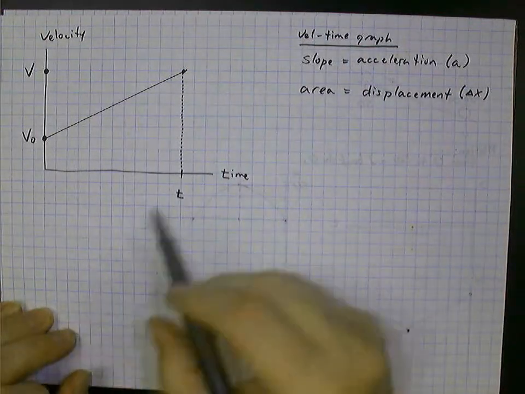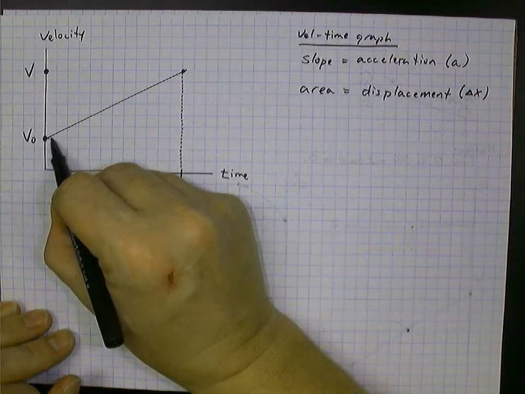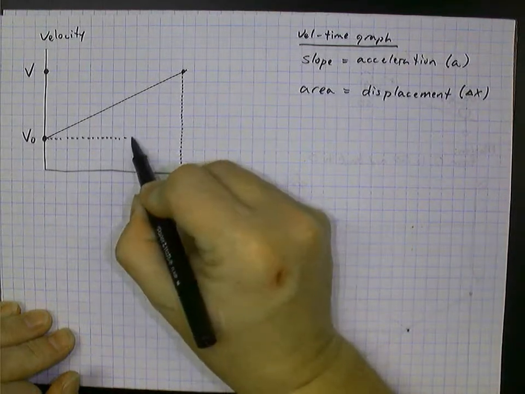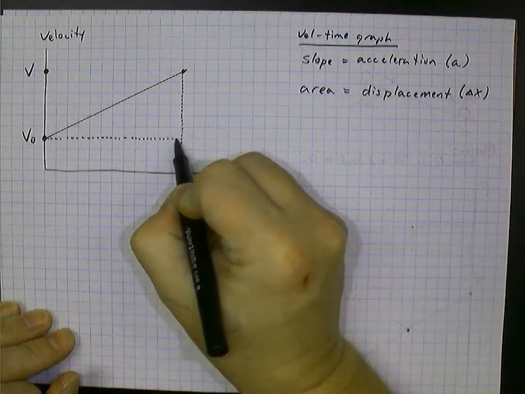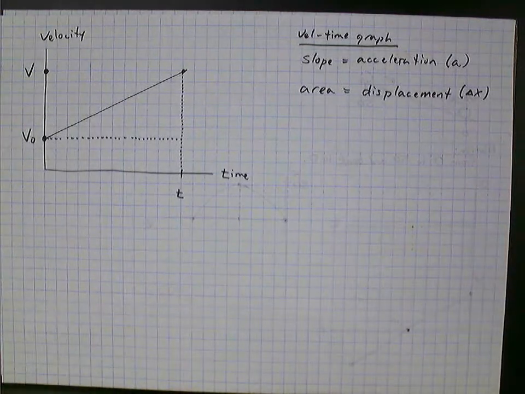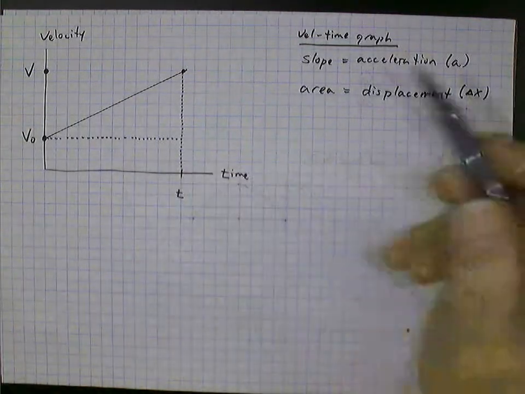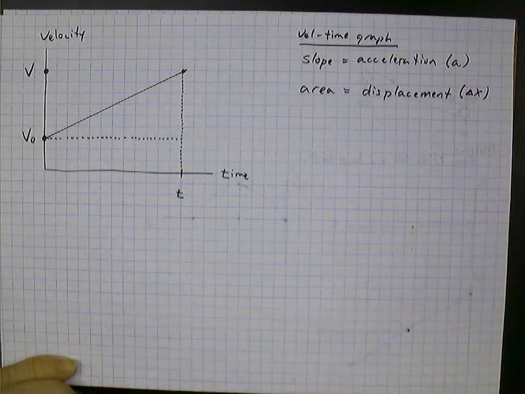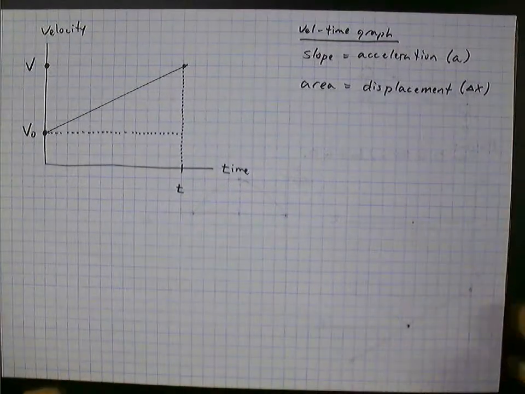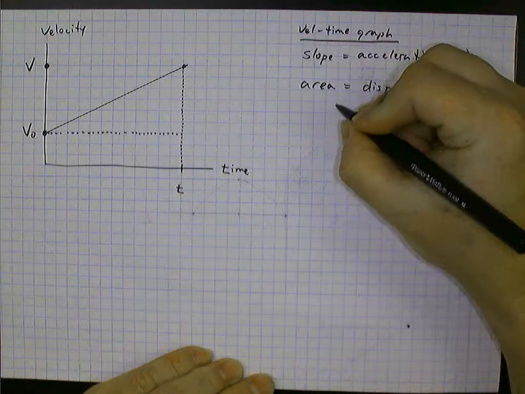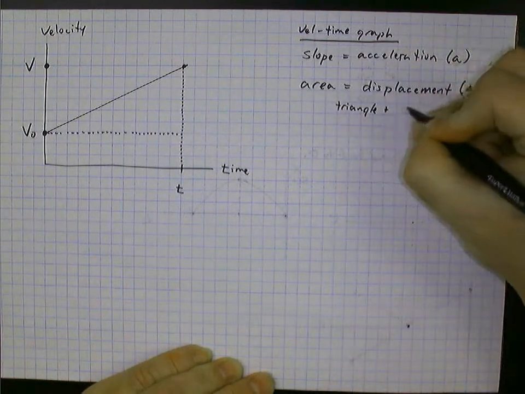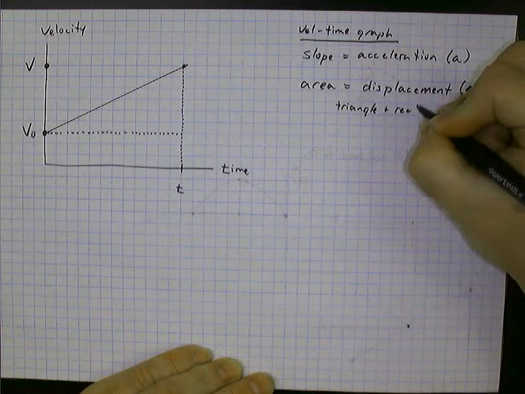And that's kind of an unusual shape, but it looks to me like it's just a triangle stacked on top of a rectangle. Okay? So in order to find the area, I just need to find the area of the rectangle and the area of the triangle and add them together. Triangle plus rectangle.